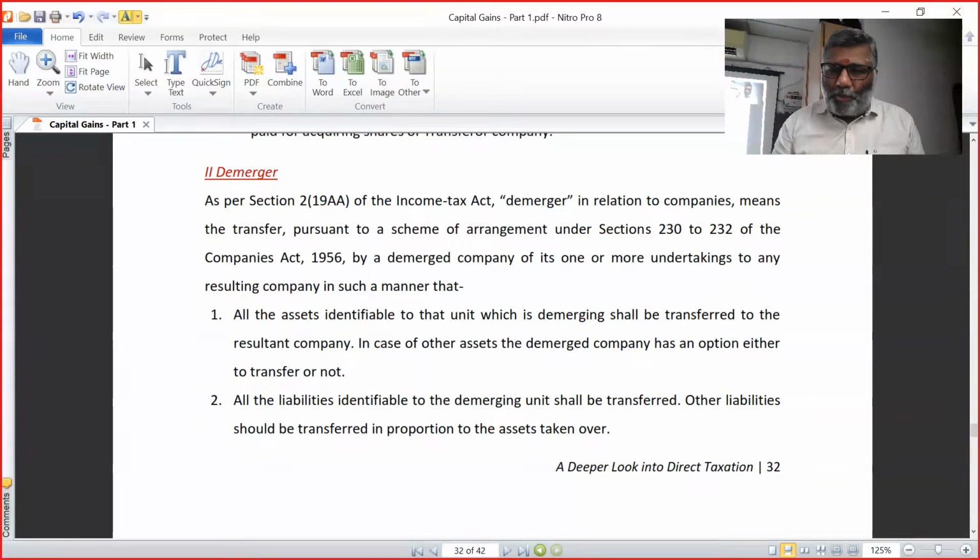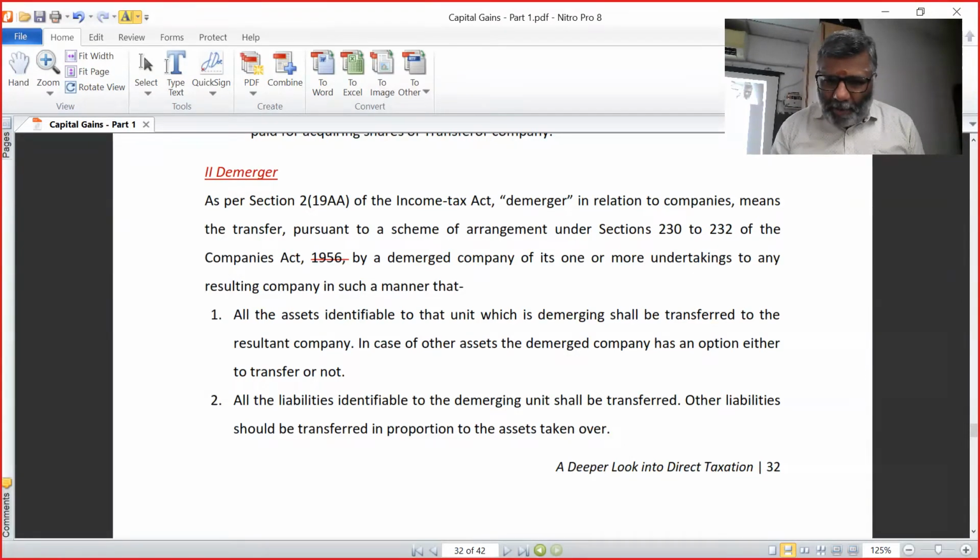Means the transfer pursuant to Sections 230 to 232 of the Companies Act 2013. Previously, it was Sections 391 to 394 of 1956. Now it is the transfer by a demerged company of one or more of its undertakings to any resultant company. All the assets identifiable to the unit which is demerging shall be transferred. In case of other assets, the demerged company has an option either to transfer or not.